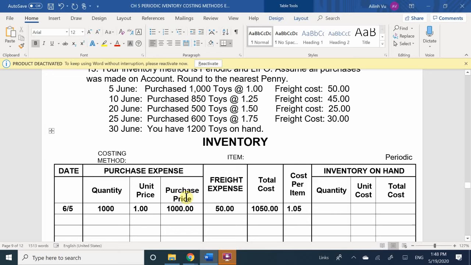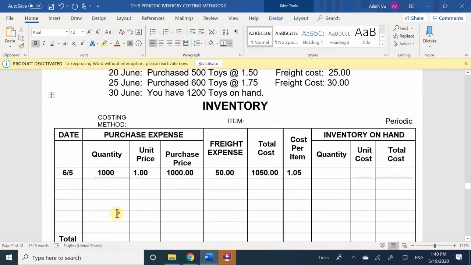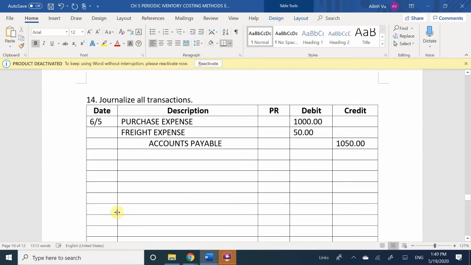All right, what does the next scenario say? The next one is June 10. Oh, no, we're doing the journal entry first. Yes, we're going to journalize first. So June 10, and this is going to be purchase expense.